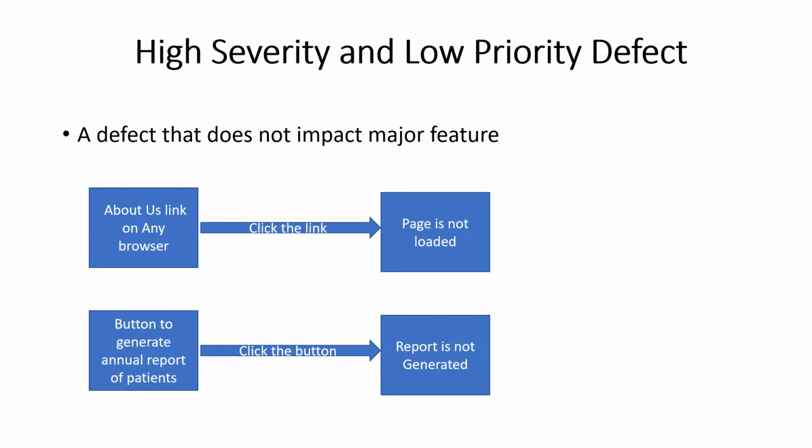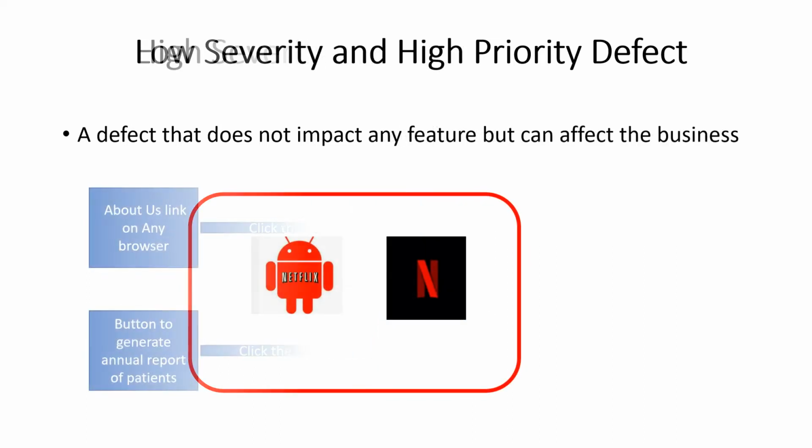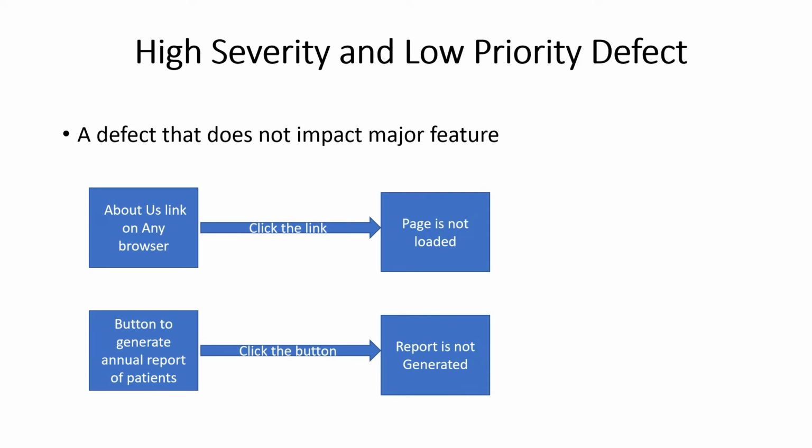But priority-wise or business-wise, it is going to be executed only once a year. So we can put it as low priority and fix it later. So that is the difference between how low priority is and how high priority is. Any questions in these two?